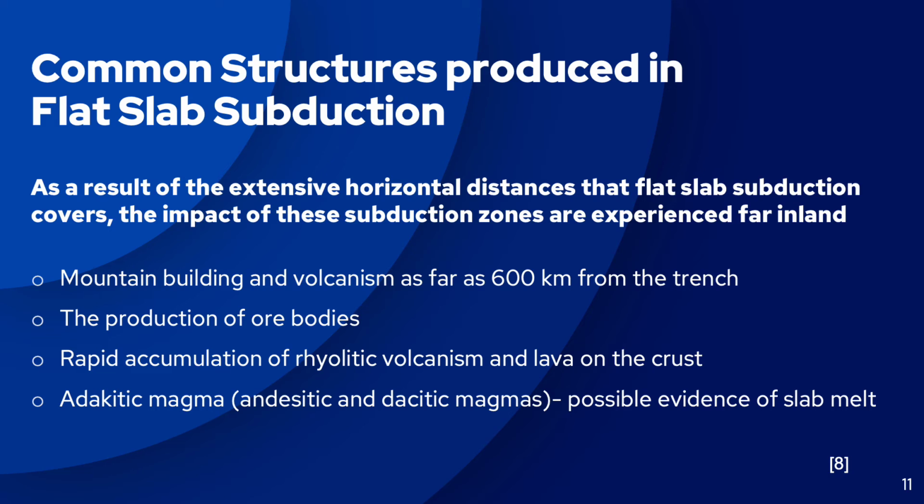An interesting piece of evidence that is common at flat slab subduction zones is adakitic magma, which is andesitic and dacitic magma, and these provide possible evidence of slab melt, which is the melt of the actual oceanic slab that is being subducted. At flat slab subduction zones, we have the ability to produce temperature and pressure conditions necessary for fusion of moderately old oceanic crust. And at most of the flat slab subduction zones we are aware of in the world, we do see evidence of adakitic magma.